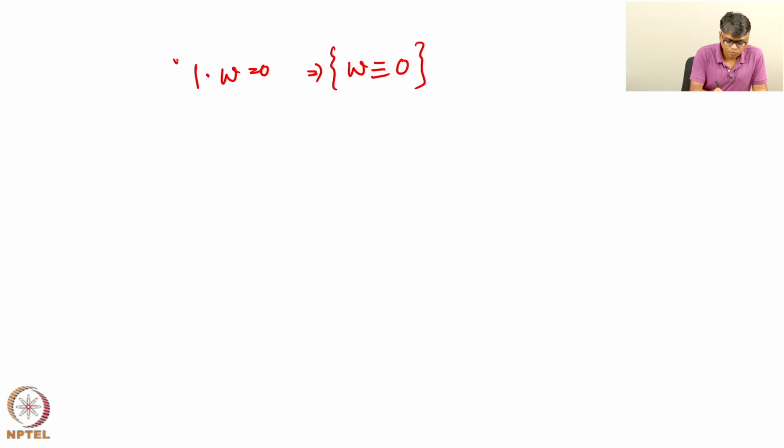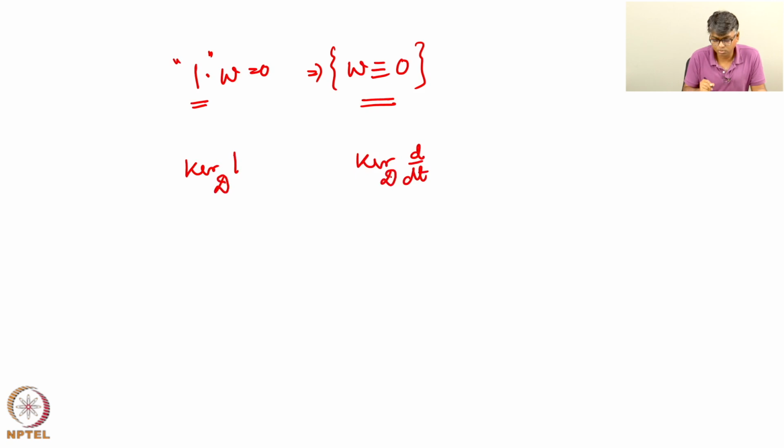Yeah, so you see, two sets of equations are giving rise to the same behavior, namely kernel of 1 and kernel of d/dt. The two are equal if you are looking for solutions which are compactly supported. These two kernels are equal. But are these two matrices related by a unimodular matrix?